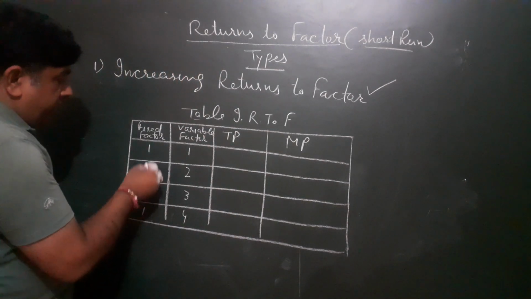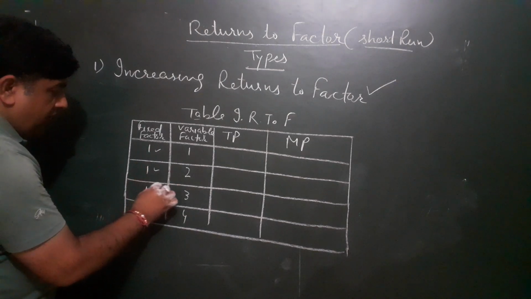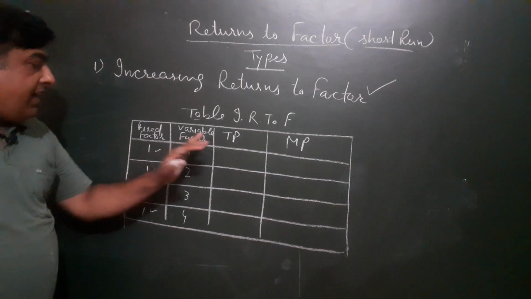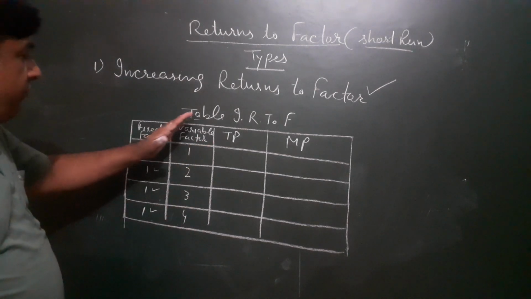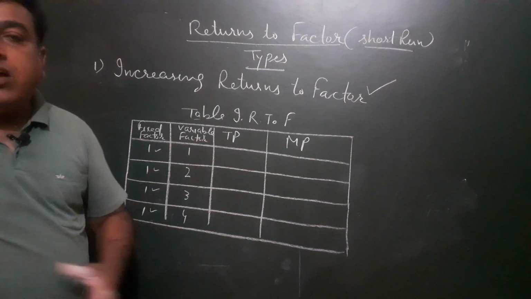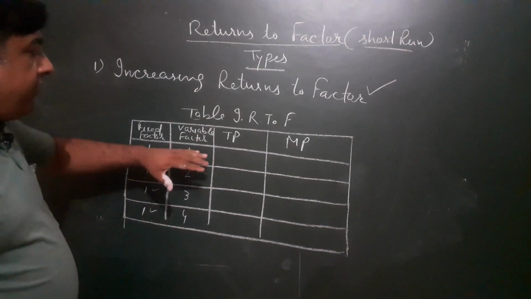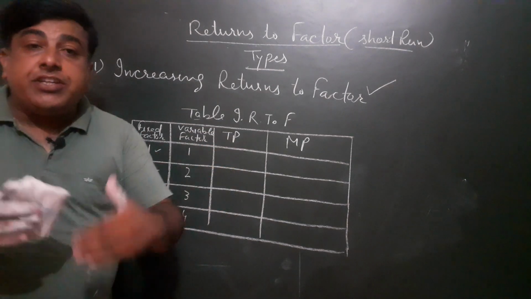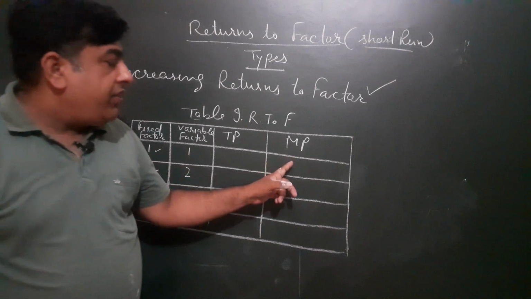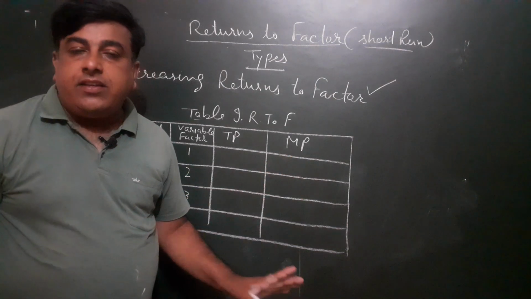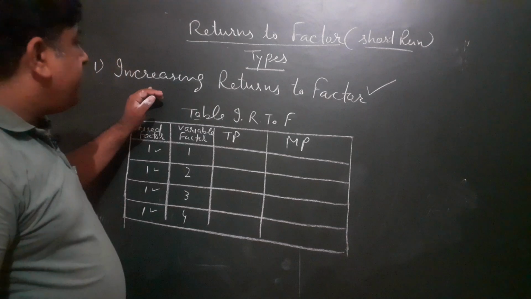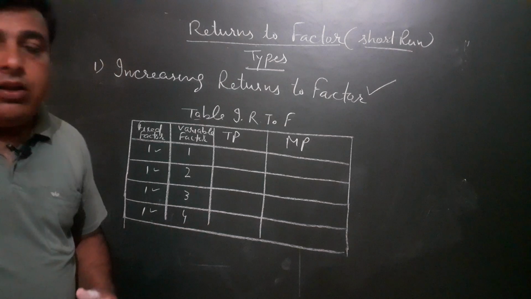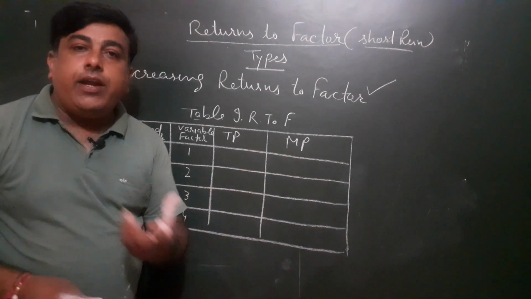For example, this is a fixed factor. We are using two factors, one fixed and second is variable. By using variable factor, we will increase the production or output. And when total production increases at increasing rate, or we can define when MP is increasing, then this is called increasing returns to factor. I will tell you how you can make a definition with the help of a table.